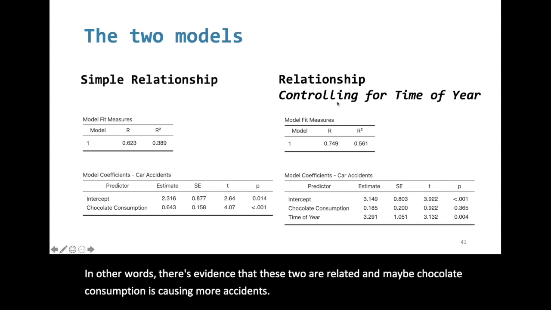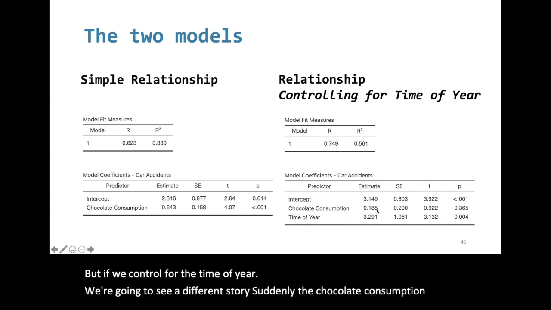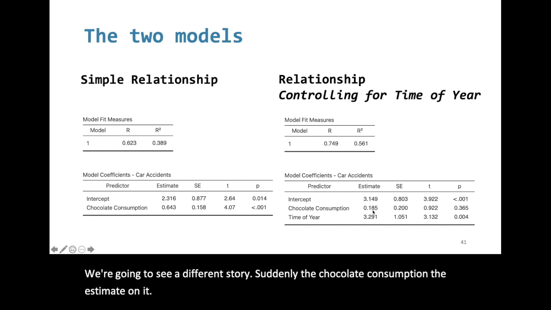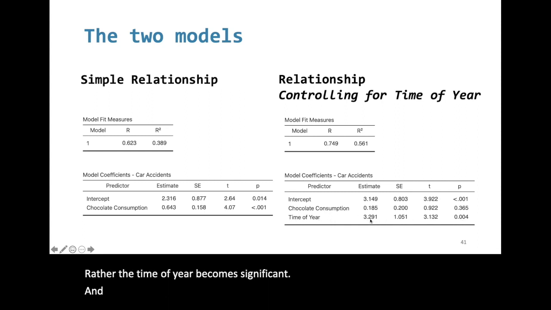But if we control for the time of year, we're going to see a different story. Suddenly, the estimate on chocolate consumption is much smaller. It used to be 0.64, now it's 0.18. And if we look, it's no longer significant. Rather, the time of year becomes significant, and its estimate is pretty high.